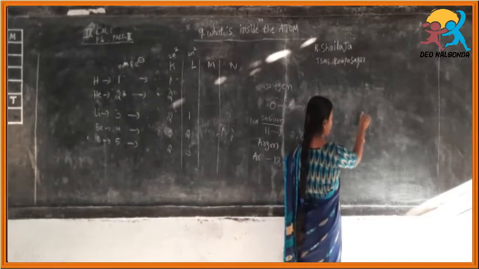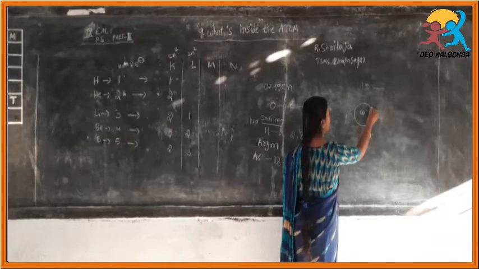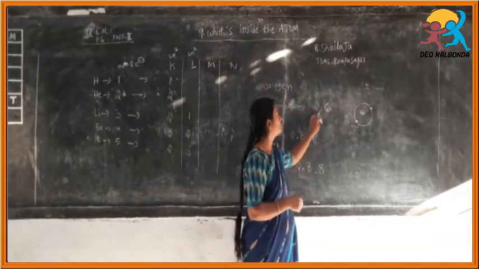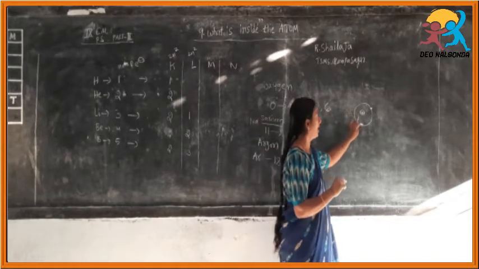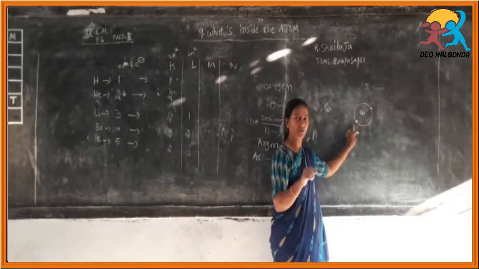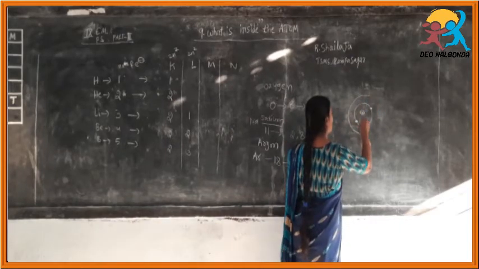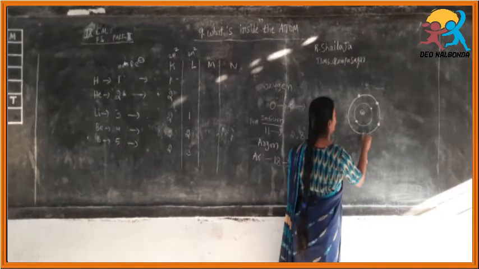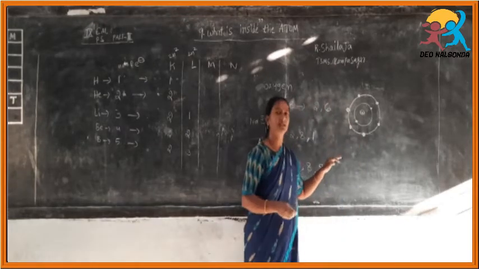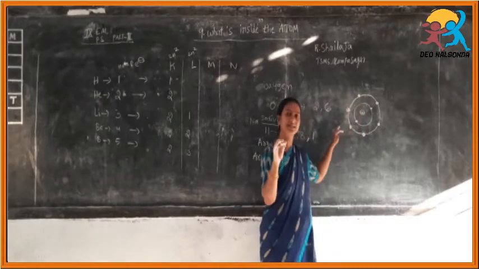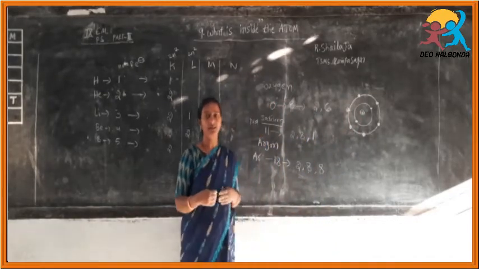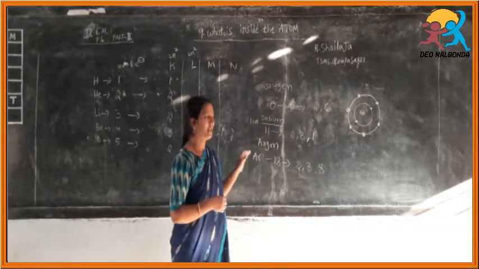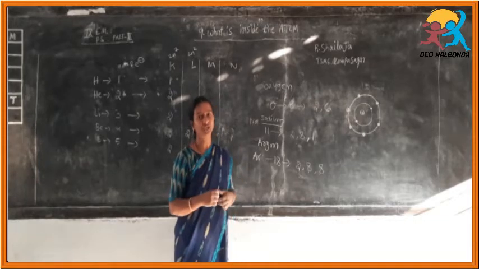How? For example, the proton at the center, first shell 2, so you keep 2 dots. I am drawing oxygen. 2 shells are there, first shell 2 electrons, second shell 6 electrons. I draw 1 circle around the proton, it contains 2 electrons. The 2 dots represent 2 electrons. Next, the second shell contains 6 dots. These 6 dots represent the 6 electrons in the second shell. Up to 30 elements we are drawing these diagrams.